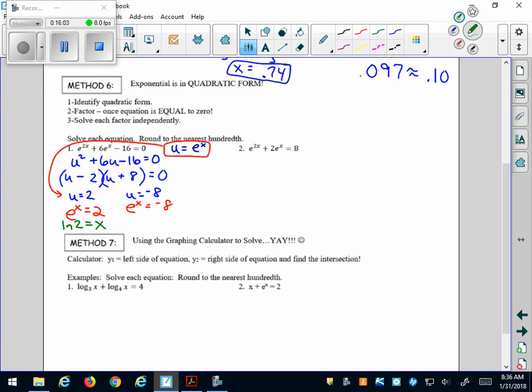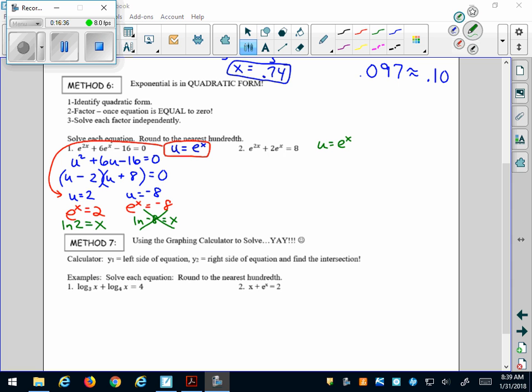Do the same thing here. And that is extraneous, because we can't take the natural log of a negative number. All right, so you guys try number 2. Again, you can make your u e to the x, and then factor.